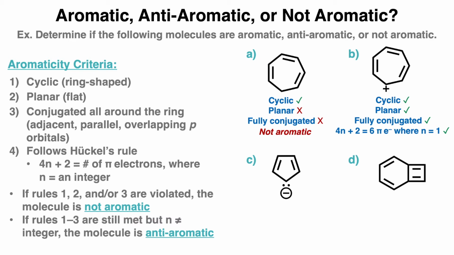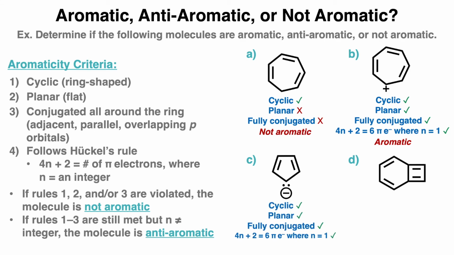Now let's look at Huckel's rule. This molecule has 3 alkenes, which means it has a total of 6 pi electrons. So if we set 4n plus 2 equal to 6, this tells us that n equals 1, which is an integer, so this molecule is aromatic. In example C, the molecule is cyclic, planar, and fully conjugated.